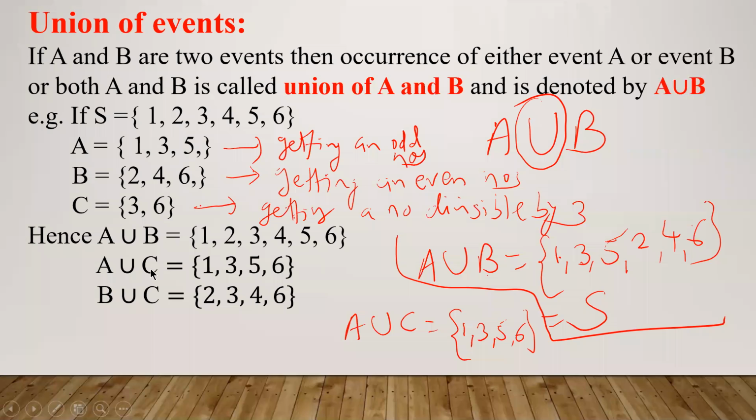So A union C occurs if either A occurs or C occurs or both occur. So A union C will contain 1, 3, 5 and 6.